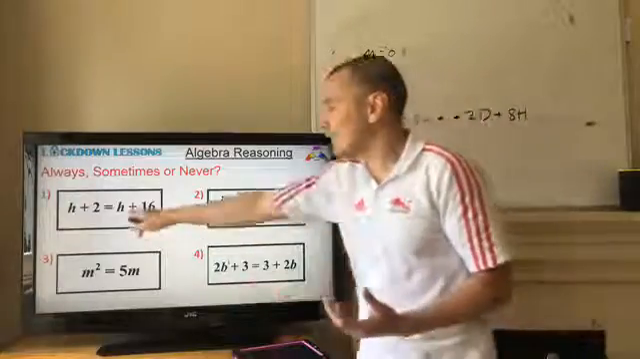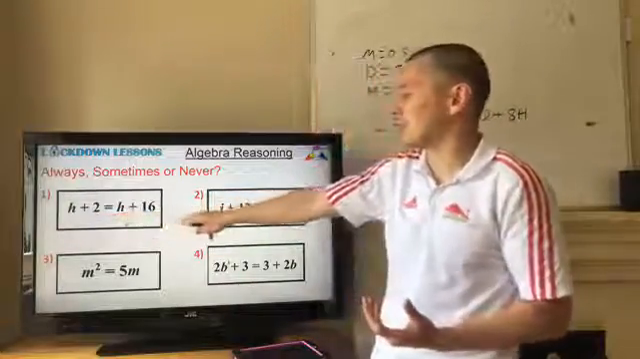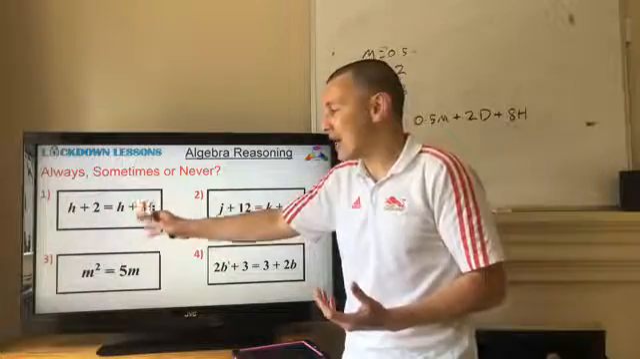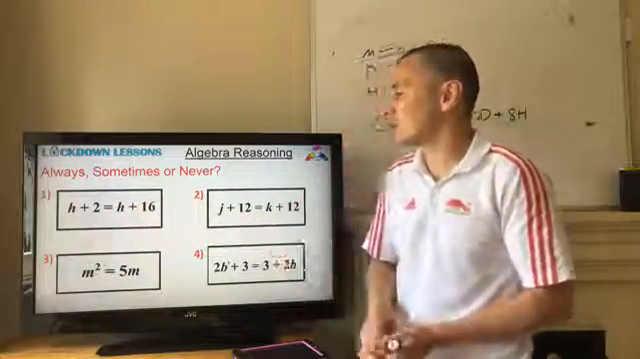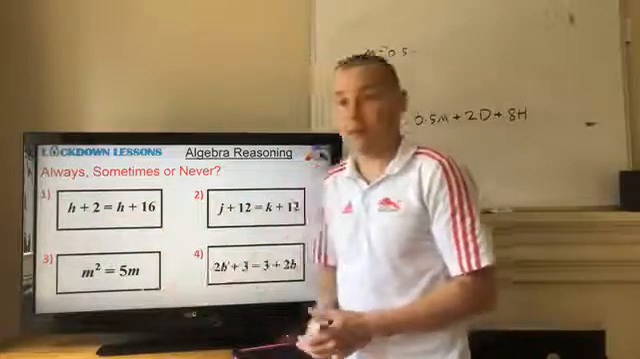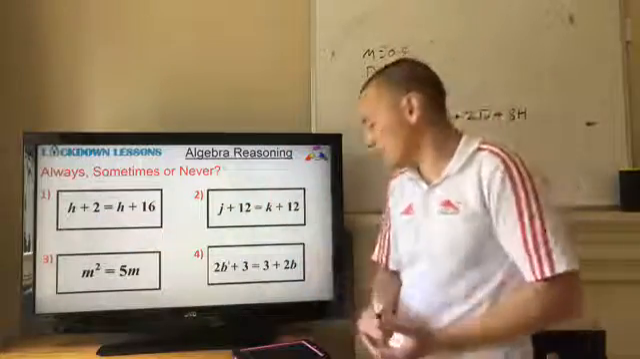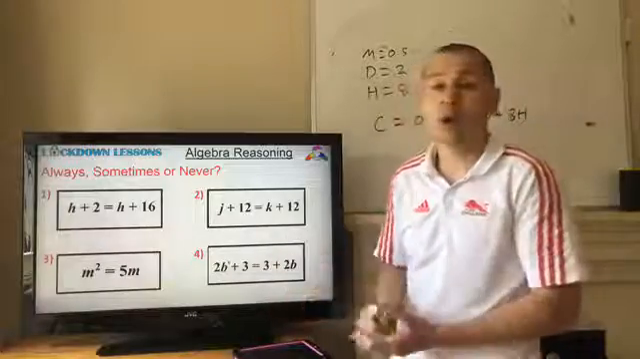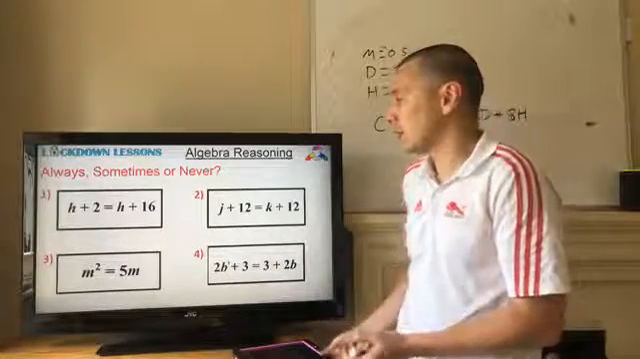Okay, so h plus 2 equals h plus 16. Is this always true? Is it never true, or is it sometimes true? So think about what h could be. Can you make that statement true, or will it always be false? Think about what you're doing with those different statements there.